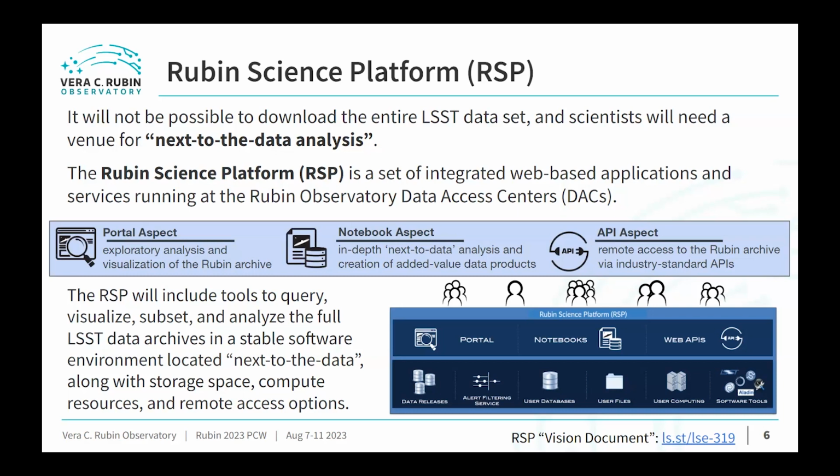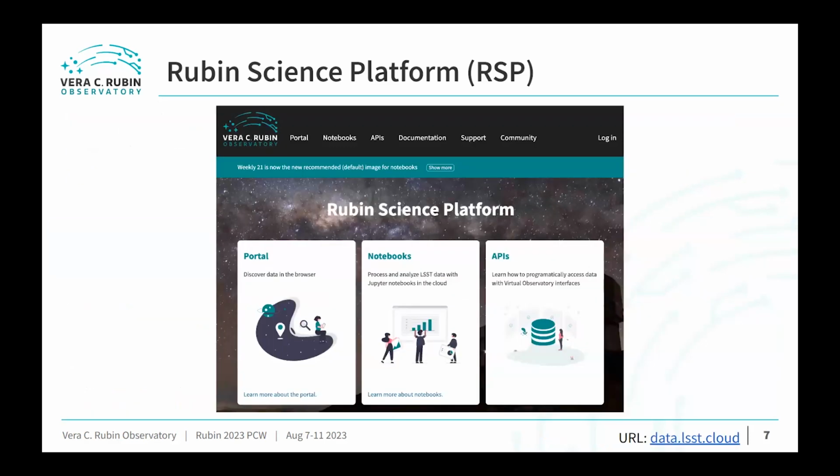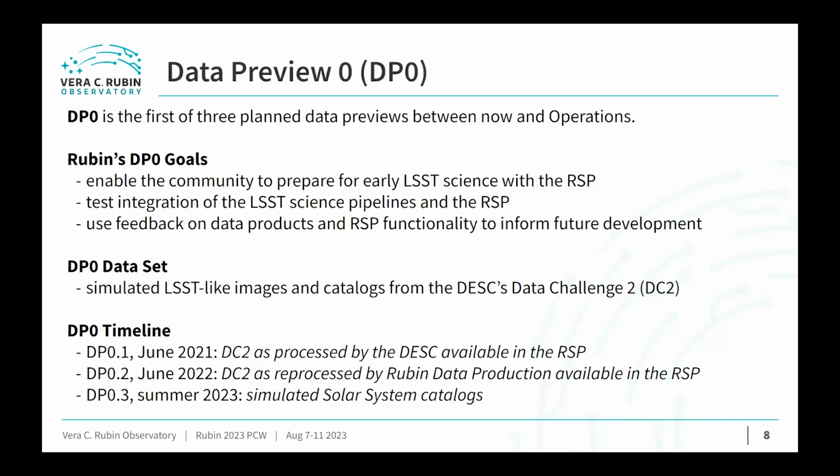So you don't have to put together any of that. You don't have to download software or install packages on your machine. You just log in to the RSP and it's all there ready for you to use. This is what it looks like when you go to the web-based RSP. The URL is data.lsst.cloud, but we will take you there later.